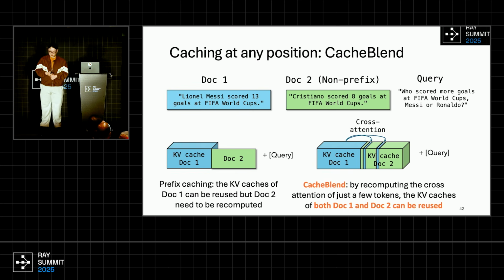And this cross-attention, because it's really sparse, can be recomputed very fast. So we are still spending some extra computation, but we can reuse the KV caches of both documents to accelerate our whole LLM inference.